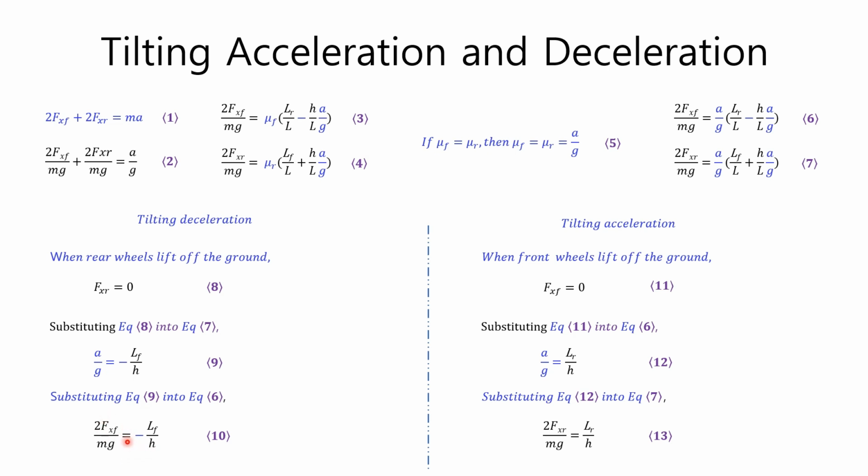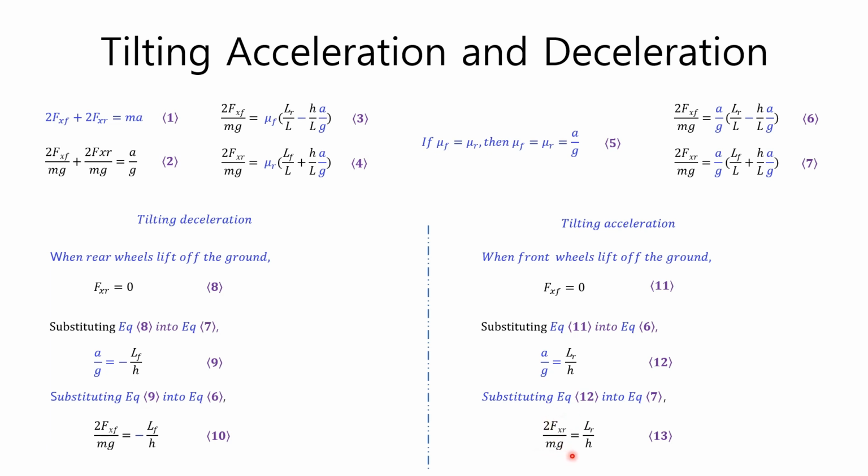The tilting acceleration can also be obtained in the same way. Since the acceleration limit occurs just before the front axle leaves the ground, the front wheel driving force becomes 0 and can be expressed by equation 11. By substituting this value into equation 6, we can obtain equation 12, which represents the g-unit of the tilting acceleration. If we substitute equation 12 into equation 7, we can obtain equation 13. Equation 13 obviously means that the rear wheels handle the entire driving force.